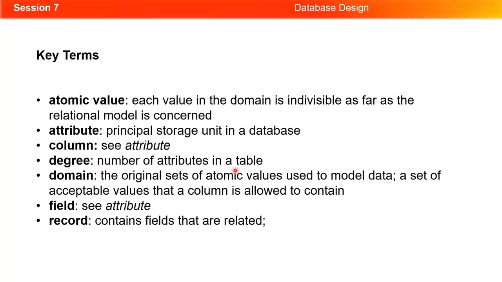Degree: the number of attributes in the table. Domain is the original set of atomic values used to model the data, a set of acceptable values that a column is allowed to contain. A field also is an attribute, and a record is an instance, and it contains all the fields for that table. And all records are unique.